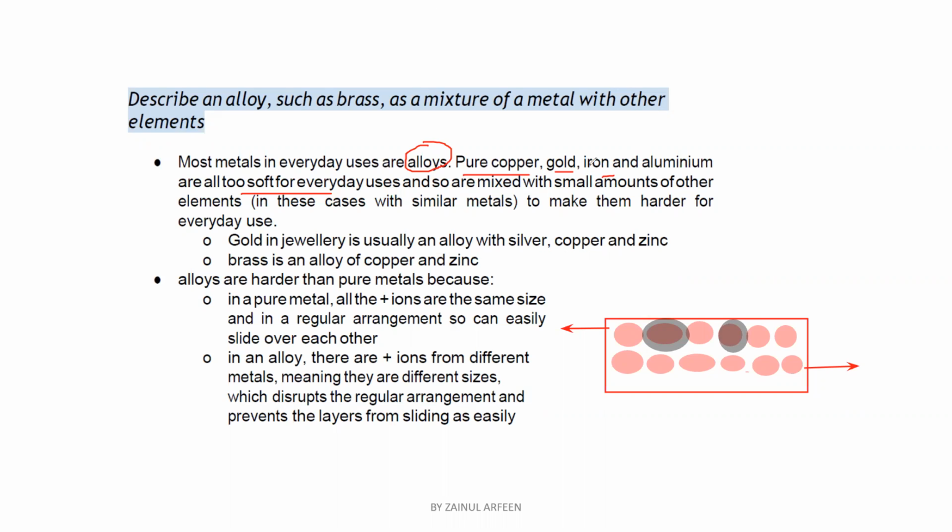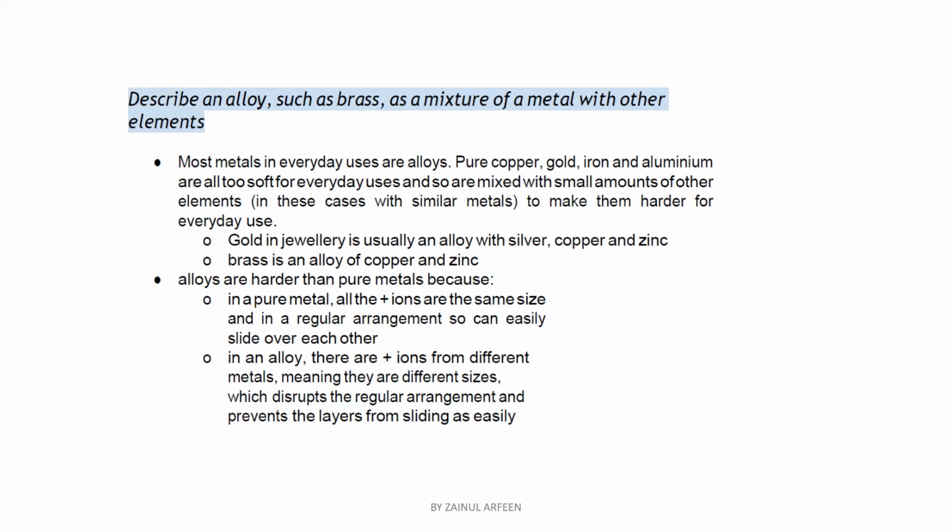So for everyday life, we do not use pure gold, iron, or aluminum because they're too soft. A small amount of another element is mixed in to make them hard. For example, the gold we use in ornaments or jewelry is actually an alloy of silver, copper and zinc. In the same way, brass is also an alloy of copper and zinc. So what are alloys doing? Alloys are harder than the pure metal. What is the reason for that? Because in pure metals, all the ions are the same size, but in alloys, the ions are different sizes, so they cannot slide over each other.